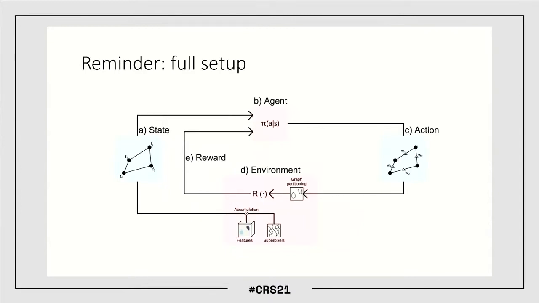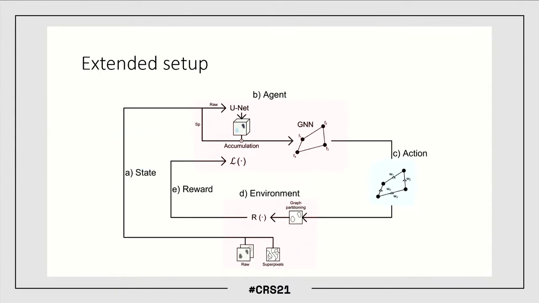To summarize it again, this is the full setup. We start with superpixels, then we compute the features in a self-supervised manner, and then we go on like this. So then we thought, okay, what if we can extend it even more? What if we just take the superpixels, no features, nothing. We don't know anything about the superpixels other than their location, and this accumulation of superpixel features we also put into the agent. So we can also do that.